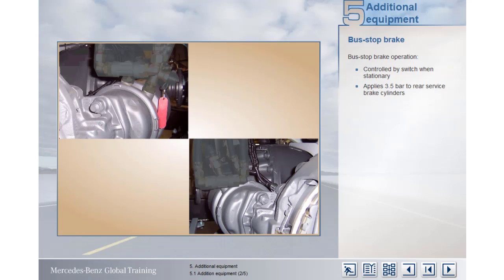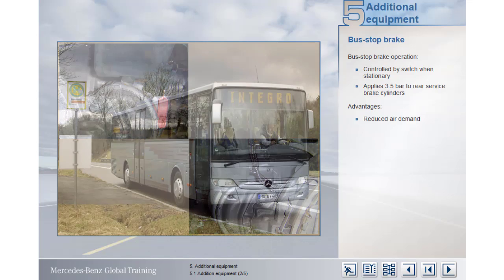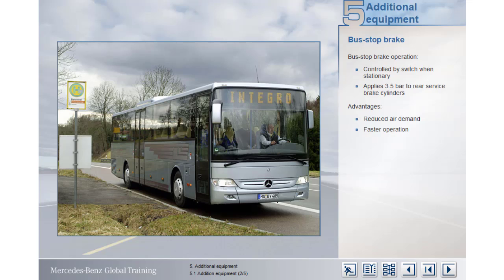When operated, a reduced air pressure of 3.5 bar is applied to the rear axle service brake diaphragms. This pressure is sufficient to prevent the vehicle from moving while pausing at bus stops. The benefits of the system are reduced compressed air demand, quicker operation because the service brake cylinders release the brakes faster than the spring-operated parking brake mechanism, and reduced effort for the driver. However, the bus stop brake should never be used when parking. The driver must always engage the parking brake before leaving the vehicle.